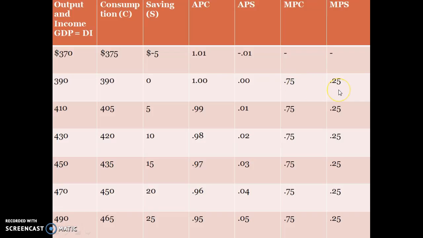Marginal propensity to save is calculated by using your change in savings, which in this case is 5, and dividing that by our change in disposable income, which again in this case is 20. So if we go 5 divided by 20, that's where we come up with the 0.25. So that's marginal propensity to consume and marginal propensity to save, also average propensity to consume and average propensity to save, using the formulas to get your data.